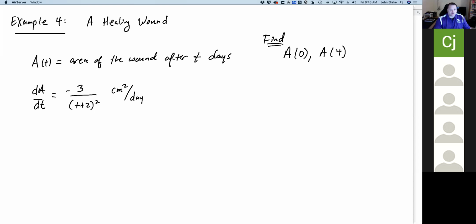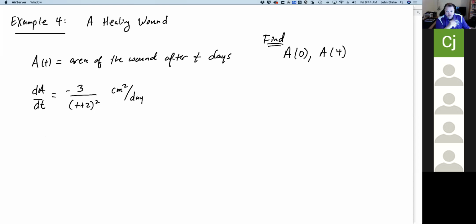If I'm going to go backwards, which I have to here, right? So I have to get from the derivative of A back to the function A, which means I'm going to have to take an antiderivative here. But if I'm going to go back, I'm going to produce an integration constant. What other piece of information are you given that's going to allow me to solve for that integration constant? On the first day, the wound was 2 centimeters squared.